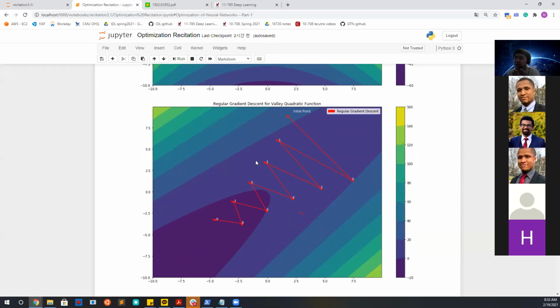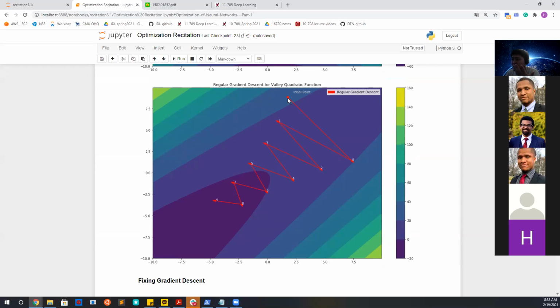And also, oscillation is one problem in gradient descent, because right here, you actually want to go in this direction towards the global minima. But because the gradient in this direction is too large, it hinders you.